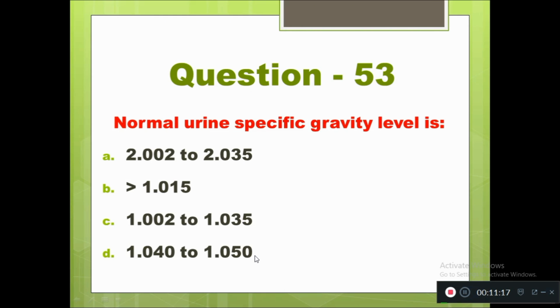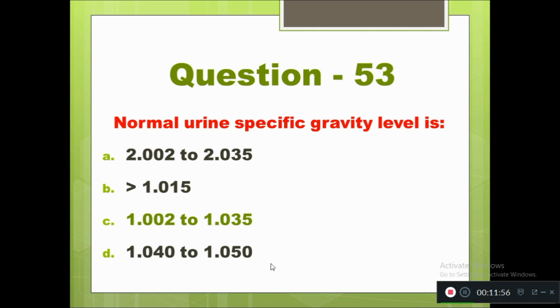Question number 53. Normal urine specific gravity level is option A 2.0022 to 2.035. Option B is it is greater than 1.015. Option C 1.0022 to 1.035. Option D is 1.040 to 1.050. So here the urine specific gravity normal level is 1.00 to 1.035.